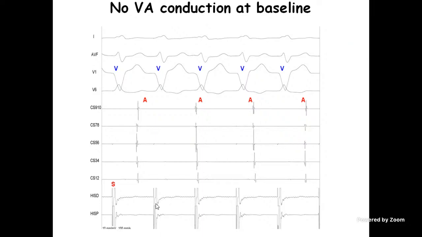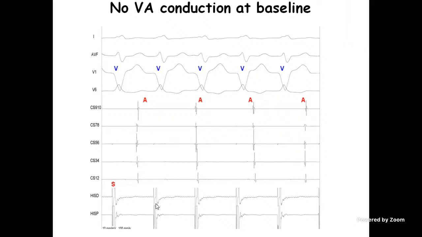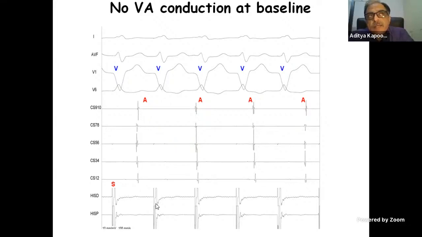So by and large, a pathway will be unlikely, but sometimes we can repeat all these maneuvers after giving isoprenaline, because sometimes they are catecholamine sensitive. But by and large, as Dr. Vivek said, probably a pathway is unlikely. Dr. Yash? Yeah, agreed. Okay.